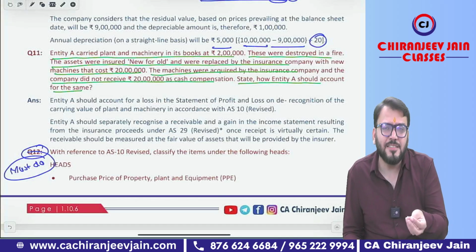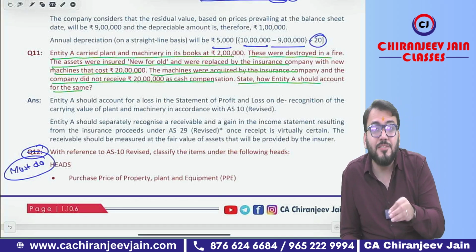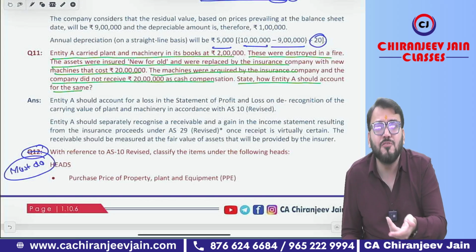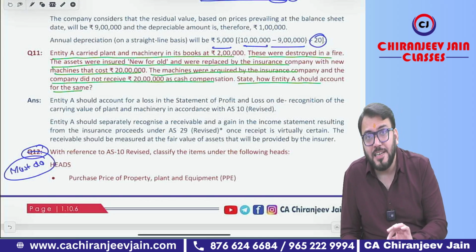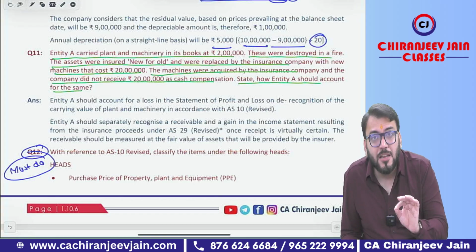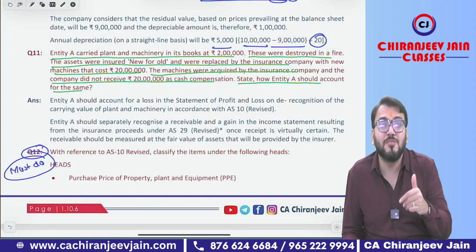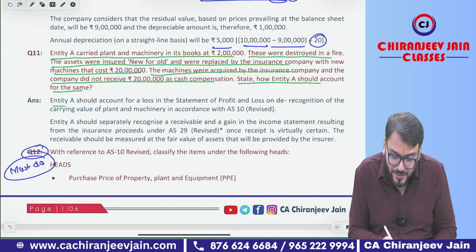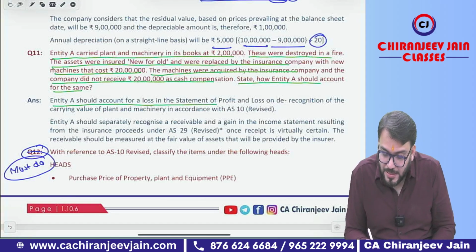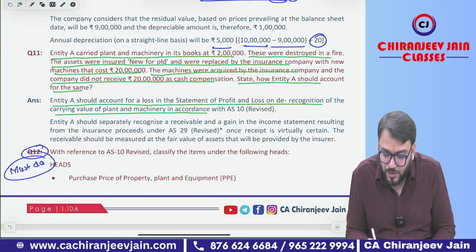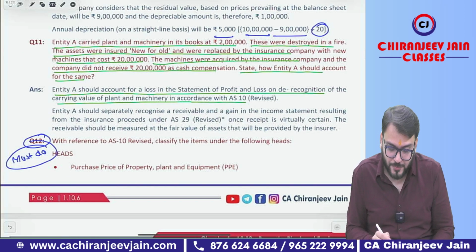Of course, can I say this becomes a gain? Because they will de-recognize the old machine and of course recognize the new machine. The new machine account is debited, and the gain goes to PL. So this will be credited to the PL of which year? When this compensation was receivable, meaning when it was virtually certain. NTDA should account for a loss in SOPL on de-recognition of the carrying value of plant and machinery in accordance with AS10. De-recognition will be done.